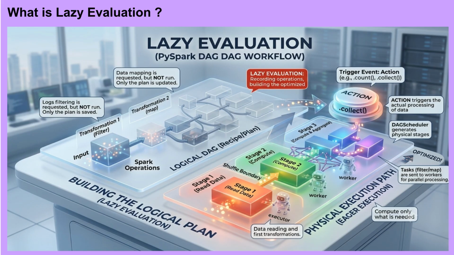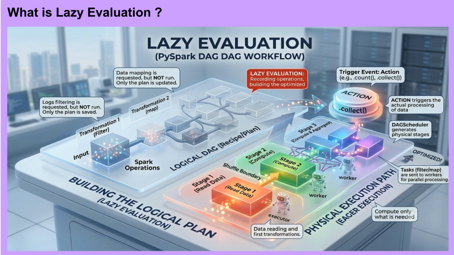Here is a breakdown of how this works using PySpark concepts. 1. The 2 types of operations in PySpark. To understand lazy evaluation, you have to look at how PySpark categorizes its operations. Transformations, lazy. These operations define what you want to do to the data, but they do not actually compute anything. They just build your DAG, directed acyclic graph, blueprint. Examples: .filter, .select, .map, .groupby, .join.